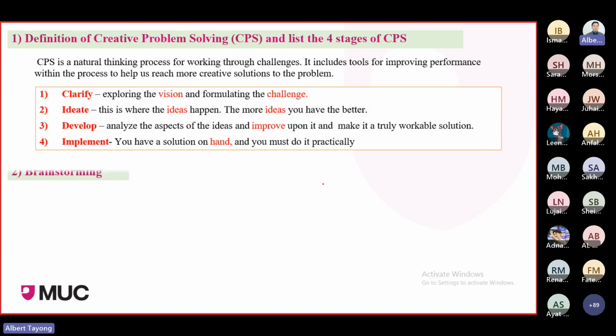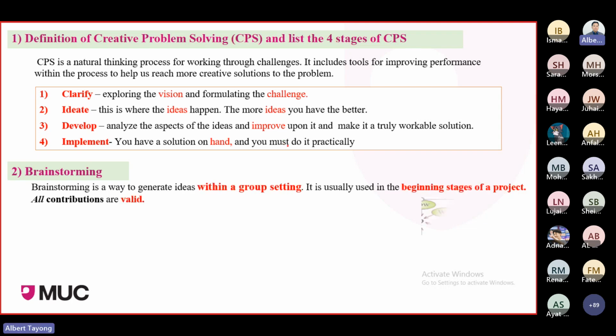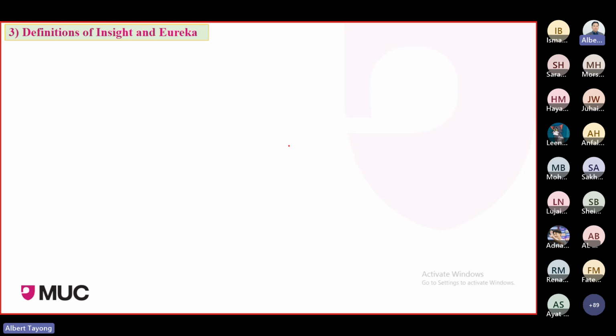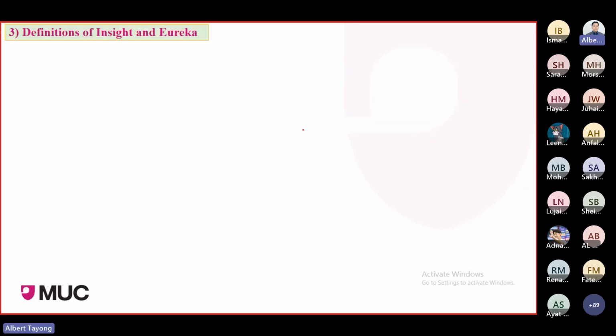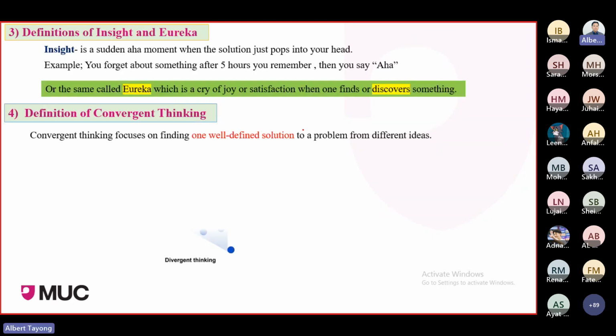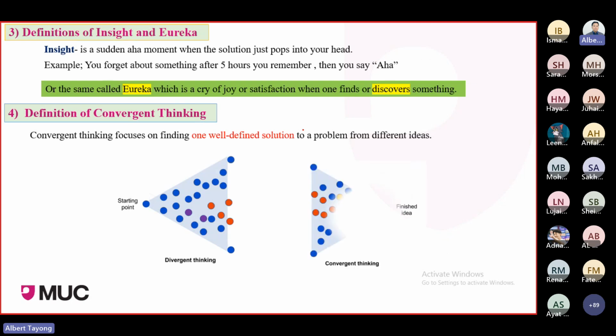And CPS, for example, stages of CPS, what is brainstorming, and all of this. So go back to our slides, of course. Everything is there. This is about convergent thinking and divergent thinking. So divergent, focusing on many solutions, and convergent, focusing on specific or one solution.